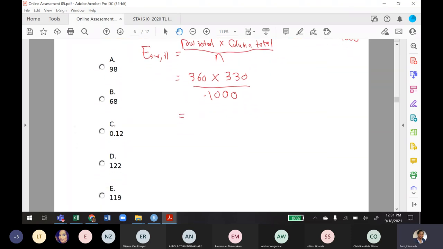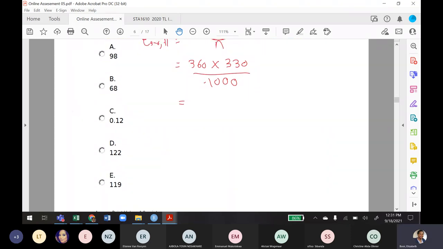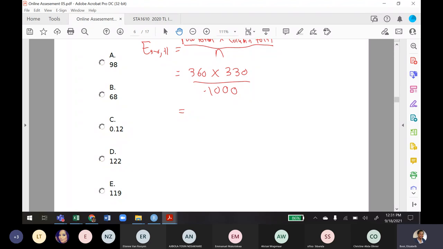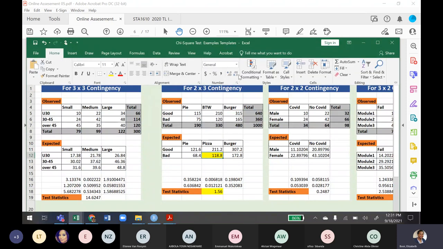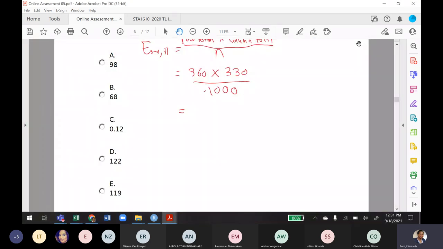So let's see. Because they rounded off to a whole number, what did we get? Since it's a whole number, we can also round off to a whole number or an integer, which is 119. So the answer is 119. So that will be option number E.